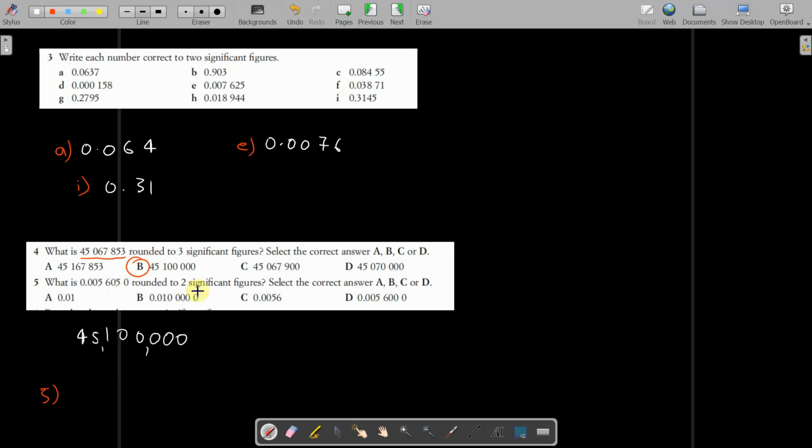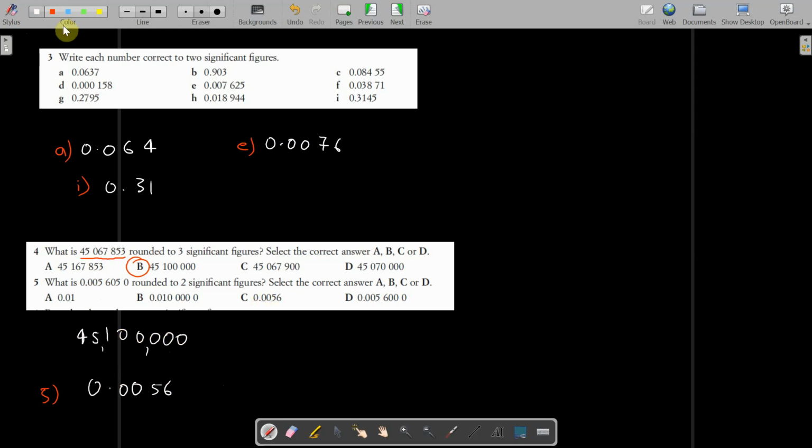0.005605 rounded to 2 significant figures. All right, let's do a bit of red. They all don't count. 5 does, and the 6 does. And that does, and that does. So we only want 2. So it's all these zeros don't count, but we must include them. 5, 6. That's 2. The next number is a 0, so that stays. Don't add any more zeros like you do here.